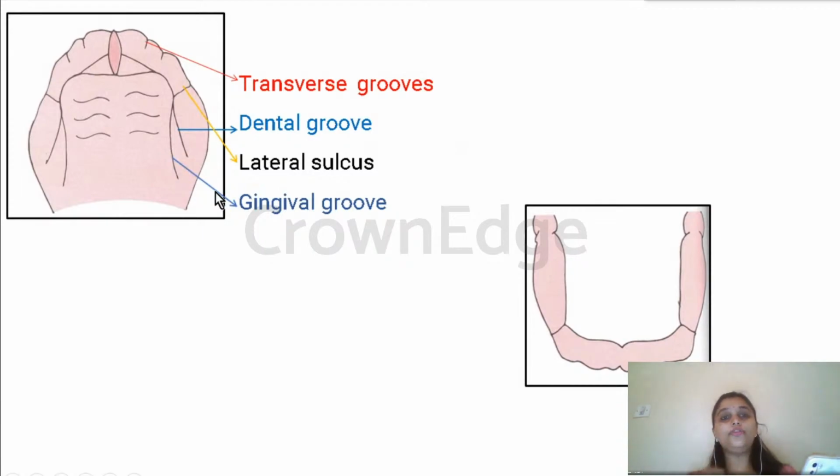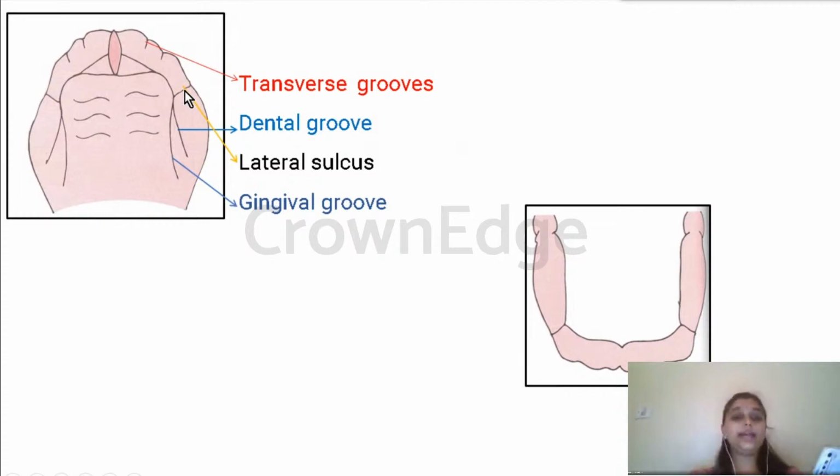So NEET has a lot of your picture-based questions, right? So you have to be very, very careful as to what you are seeing, especially if it is something to do with your marking like this. Now, I think this is pretty clear. So this is the lateral transverse sulcus or your transverse groove, okay? And you see, there's one bump here, one more here, one more here. Okay, we just learned what this transverse groove is exactly for. Okay, this is the dental groove, this is the gingival groove, and this is the lateral sulcus.